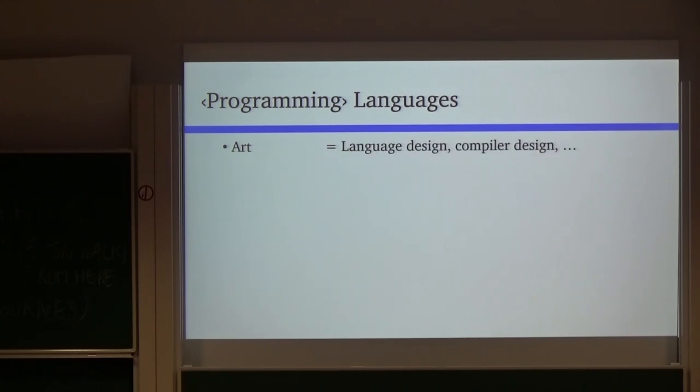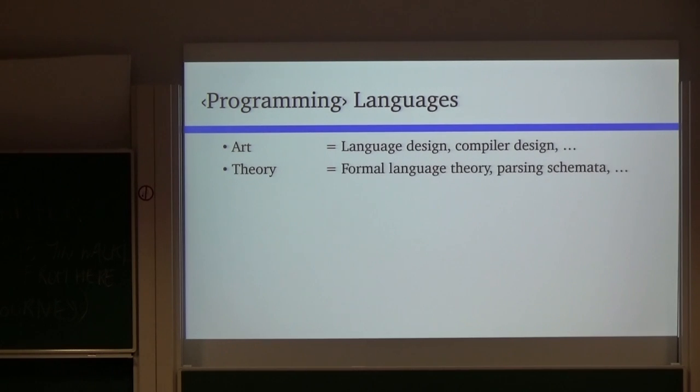So the art for programming languages means language design, compiler design, anything that has some architectural consequences, not only in a technical sense, but also in a sense of how it appears to the user. What kind of community do you create by putting certain things there? How do you connect to the people? How do you create the right practices, the right behaviors in the users of your language? That's what's interesting there for me.